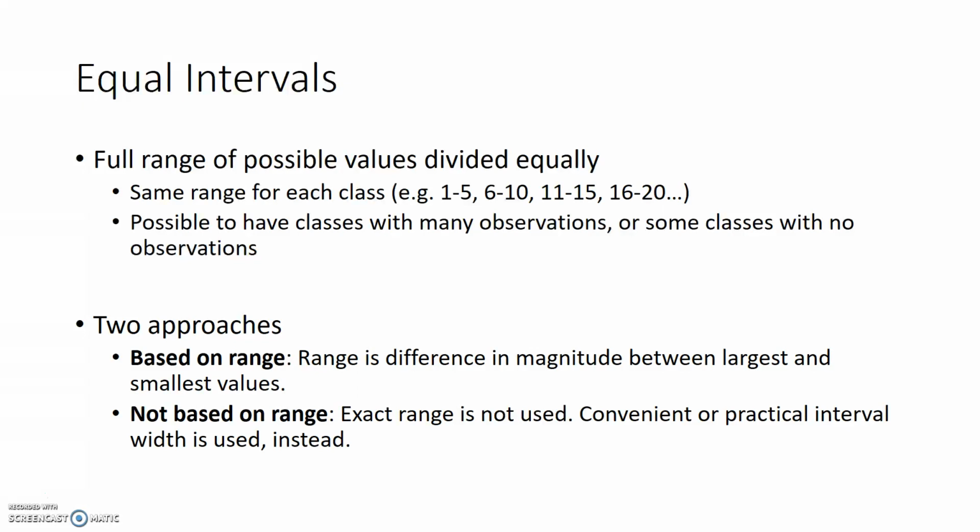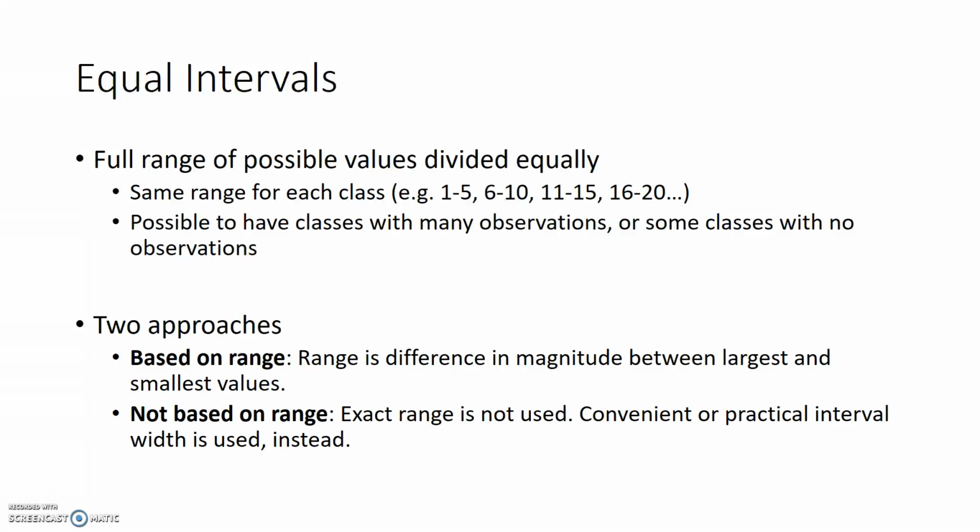So you can have some of your classes, some of your groupings that have many of your values in them, because you're not even looking at your values when you start. You're just looking at the possibility and defining those intervals equally, and then seeing how many fall into each grouping that you've set up. So you can have some with many, some with none, or very few.